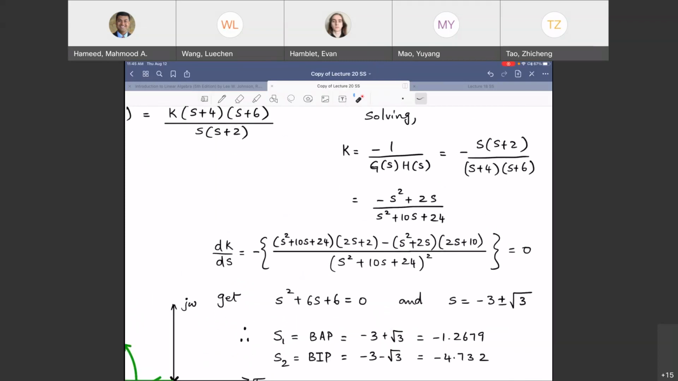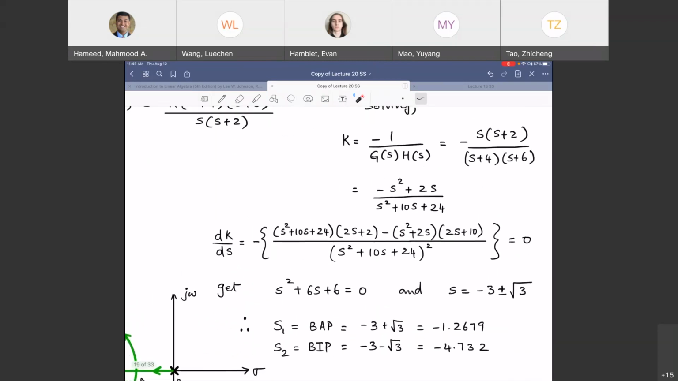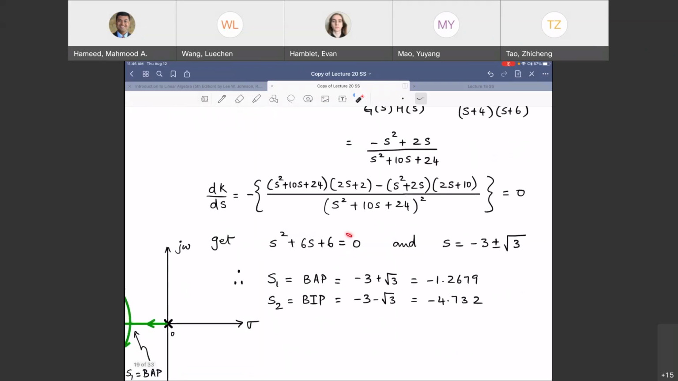All right. So it is a little bit complex here because of second-order polynomials in the numerator and denominator, but it simplifies pretty quickly actually. So you have k equals -1 divided by g times h. Our g is given, our h is given. Plug those values in and expand, and you get a quadratic in the numerator and a quadratic in the denominator. Differentiate k with respect to s, set it to 0. So you are using the derivative division property. Next, what do you get? You get a quadratic in s based on that. You get two values of s that satisfy that.